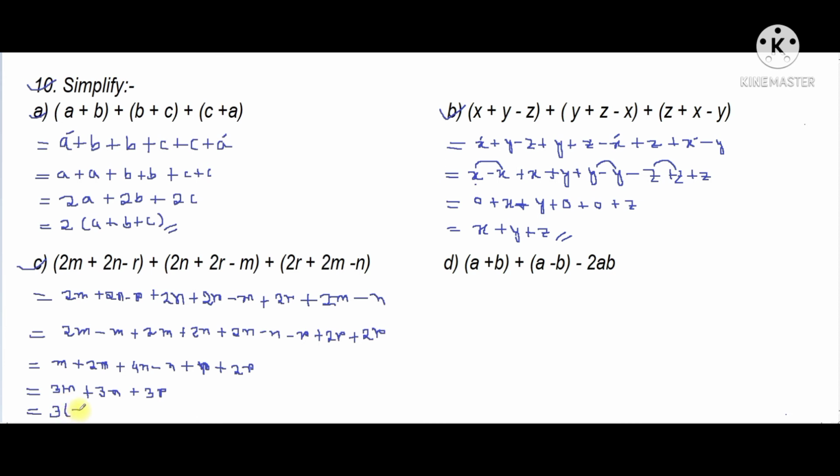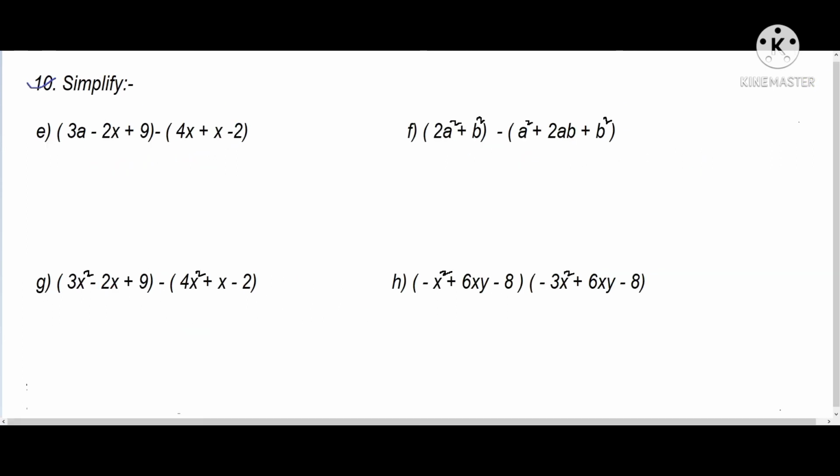So the answer will be, you can write like that, we will take the common 3 and we will write m plus n plus r inside the bracket, okay. So this is the answer of this expression. Hope you understood. Now question number D, homework for you. Now see question number E.